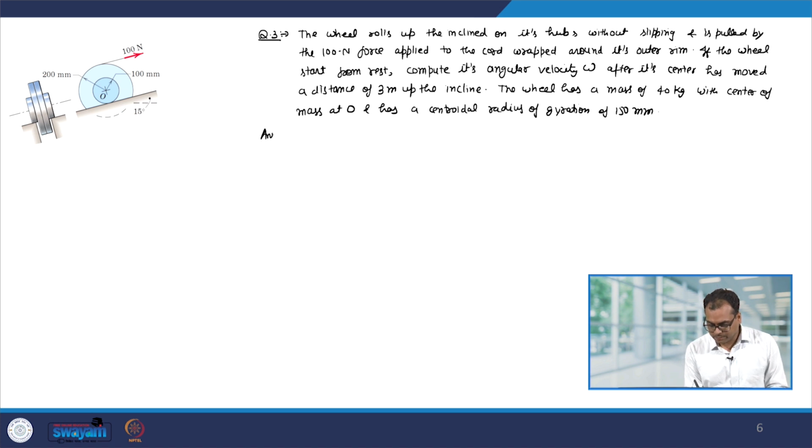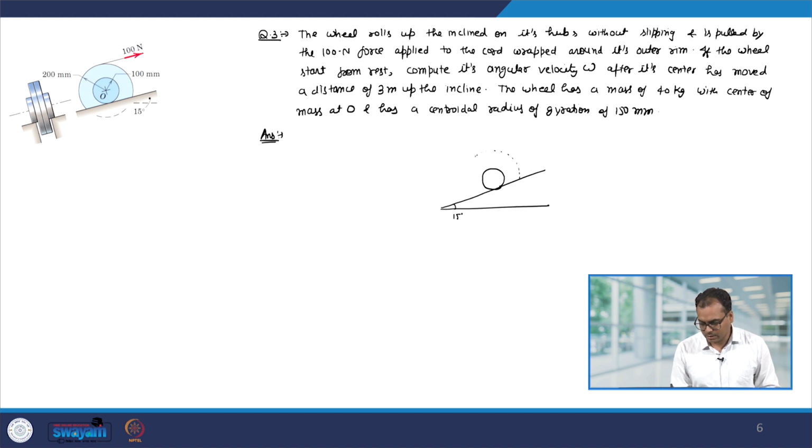So, in this question we have a wheel which has a hub, and this wheel moves up on the inclined plane which makes an angle of 15 degree from the horizontal. So, we have this hub, and then this hub is connected to a wheel. The radius of the hub is 100 millimeter and the radius of the wheel is 200 mm. Now, it is given that the center moves a distance of 3 meter up the incline.